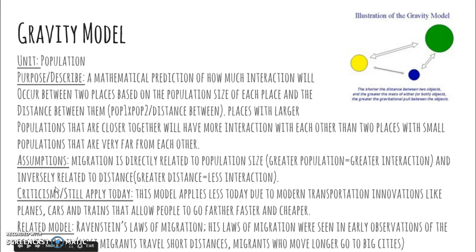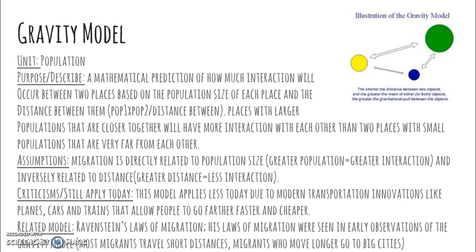The gravity model is also in population. It's a mathematical prediction of how much interaction will occur between two places based on the population size of each place and the distance between them. And then that's the formula. Places with larger populations that are closer together will have more interaction, while two places with smaller populations that are very far from each other will have less interaction.